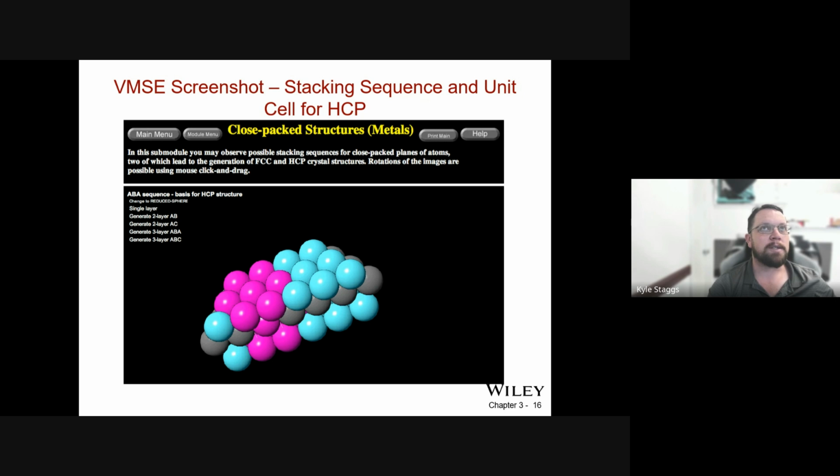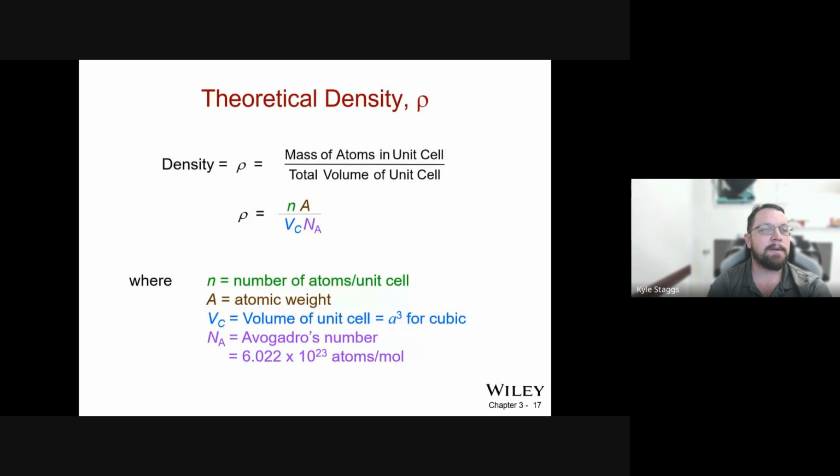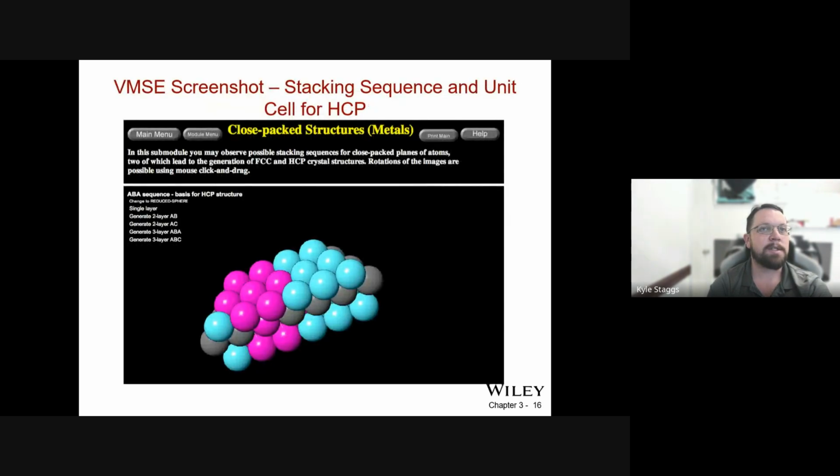So in hexagonal close packing, they're showing off their viewer, because 3D viewers were kind of a big thing back in the day, so they're really proud of it. So you have an AB layer, you have an AC layer, then you have ABA and ABC. In this case, it's looking at those in terms of slices diagonally.